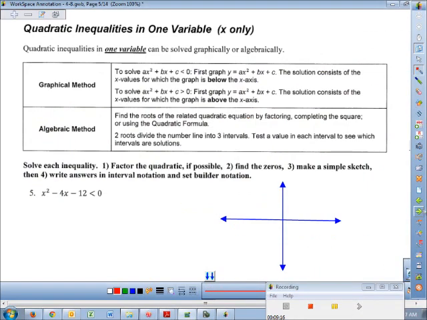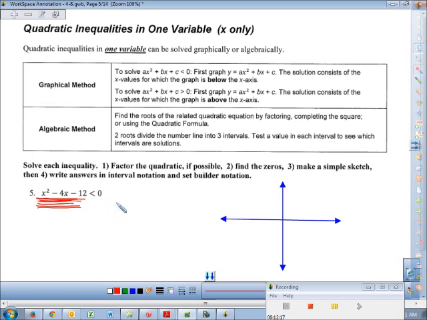One dimension, because there's only one variable. They want to know when this expression right here, what graph will it make? A parabola. Tell me about it before we even get started. Open up or open down? Open up. They want to know when it is less than 0.